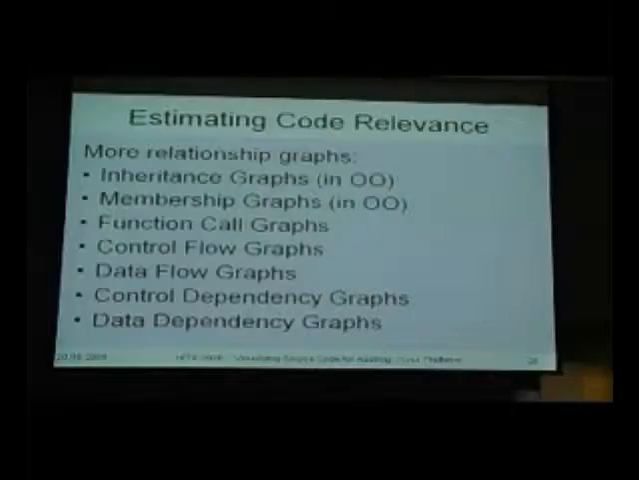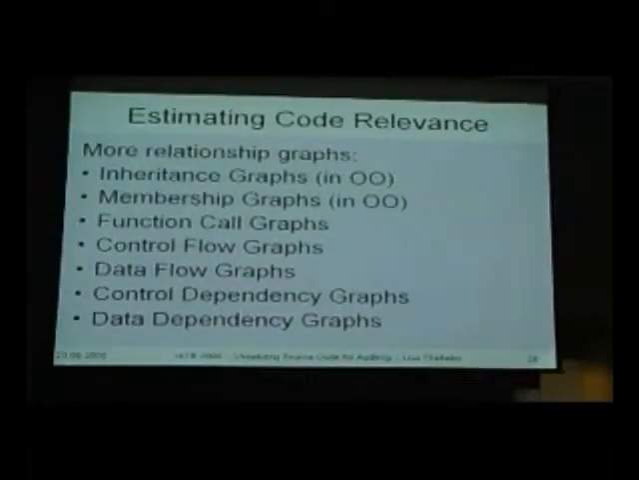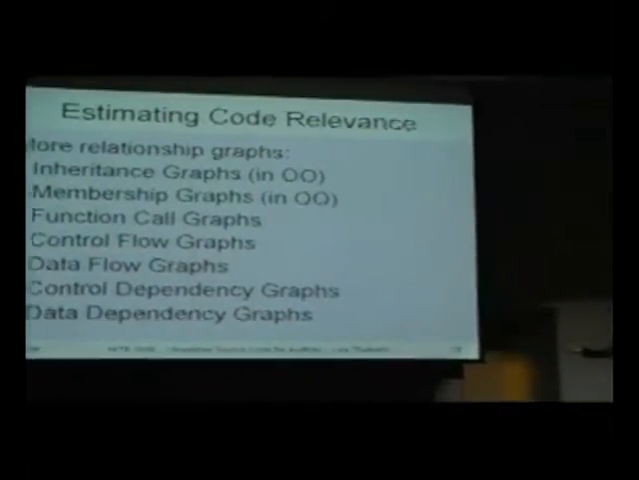Function call graphs, haven't done that because of lack of time. Data flow graphs are a bit trickier if you work with source code, especially if you work with C source code. Control dependency graph and data dependency graphs are the same issue as data flow graphs, plus they're rather esoteric. I should probably explain a bit of what all these graphs are about.